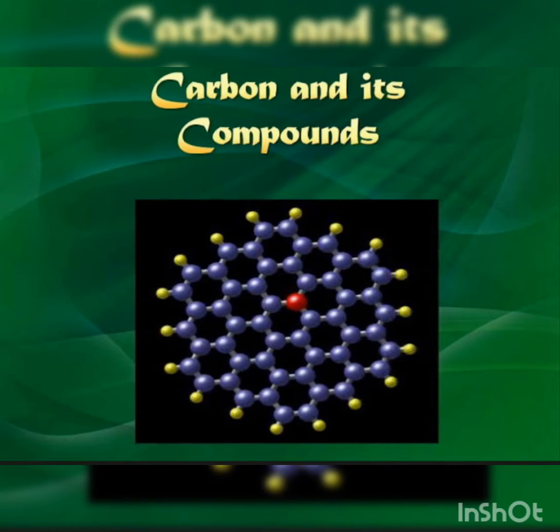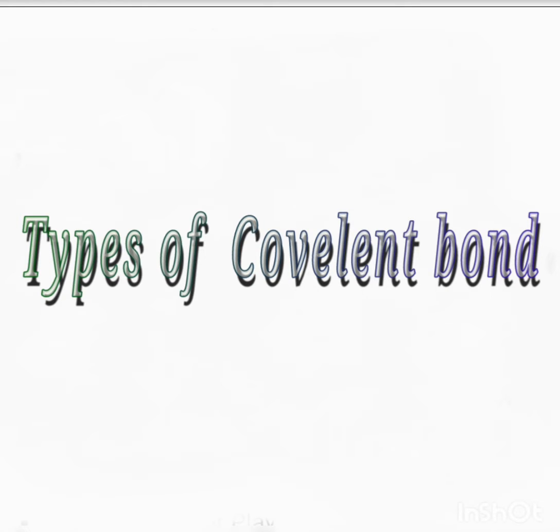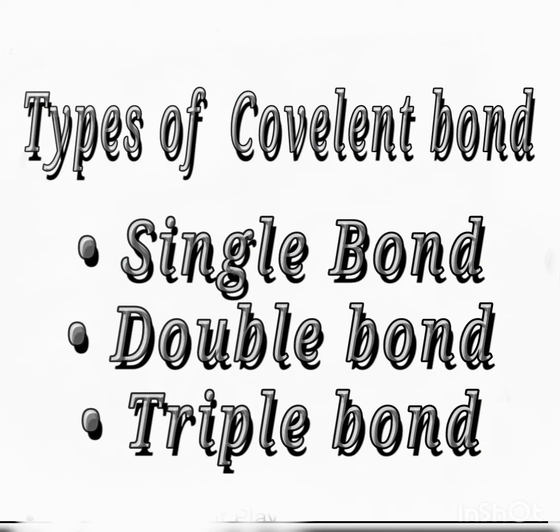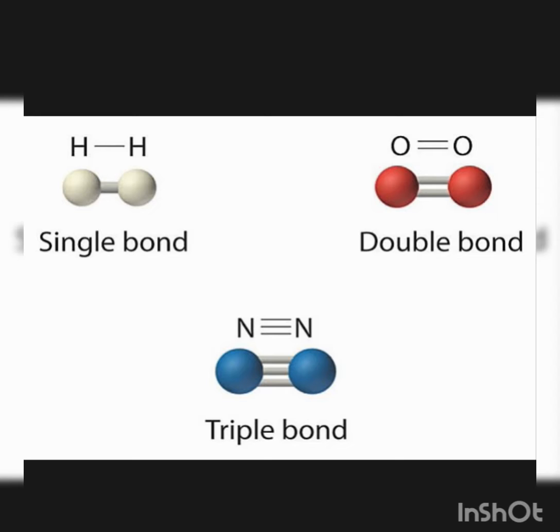Now, in today's lecture, we have to study types of covalent bonds. So, there are three types of covalent bond: single covalent bond, double covalent bond, and triple covalent bond. So, first, we will see what is single covalent bond.